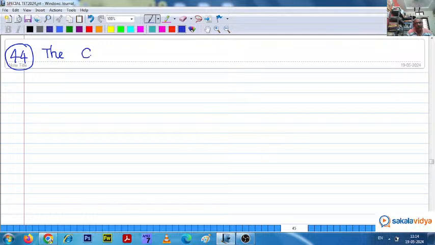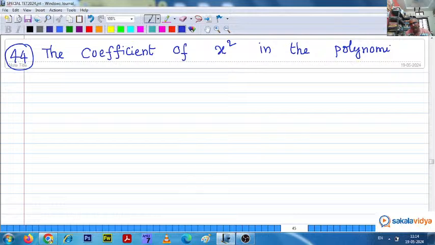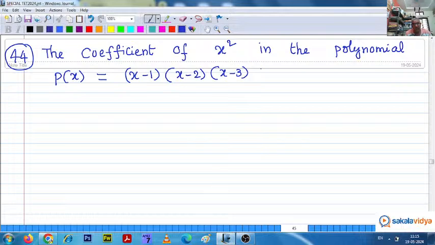The coefficient of x square in the polynomial p of x is equal to x minus 1 into x minus 2 into x minus 3 is, first option 11, second option is minus 6, third option is 6, fourth option is negative 5.